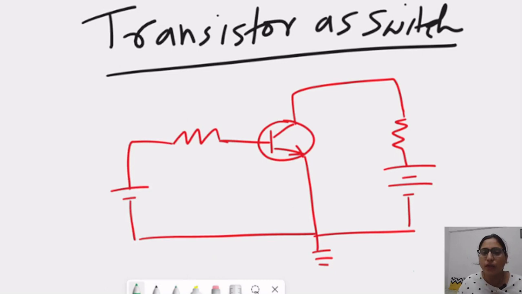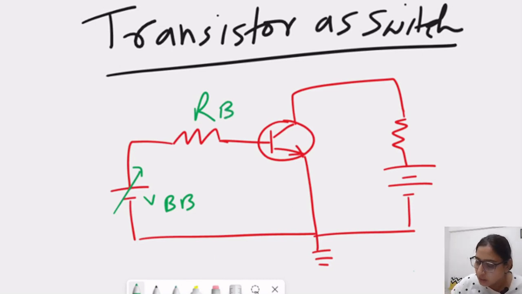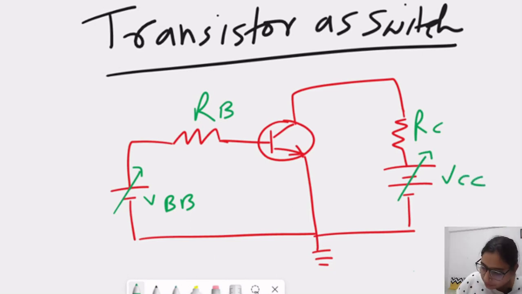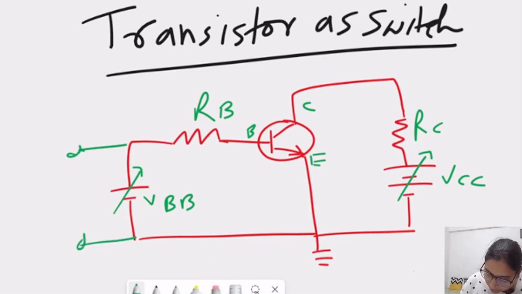So this is the basic circuit of the common emitter configuration. Here, this is the variable battery VBB, which is the base biasing battery. And this is the resistance RB, which is nothing but the current limiting resistor in the base section. Here, this is the current limiting resistor for the collector section, and this is the variable battery for the collector section. So this is VCC. Here we can see that this is our emitter junction, which is grounded and common to both input and output side. This is our collector and this is our base. So here we consider this section as input and that one is our output.